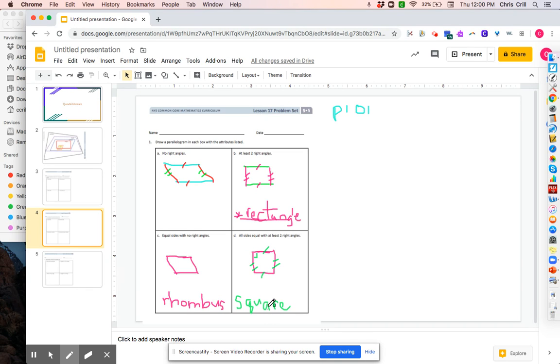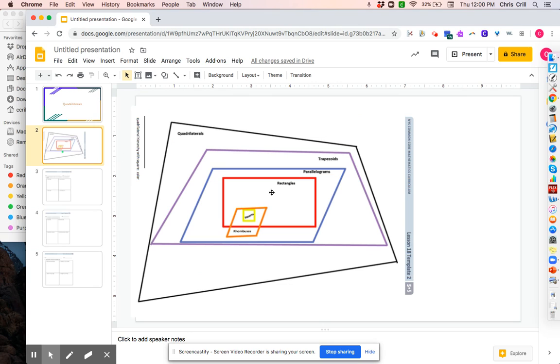So remember, a square, and if we go back to this, I don't know if I can go back to that. Let's see. If we go back here, here's our parallelograms. We drew a square, a rhombus, and a rectangle. They all share attributes of parallelograms, but they're kind of unique and special. Okay, you will have an exit ticket to complete after this lesson, and I wish you good luck with that.